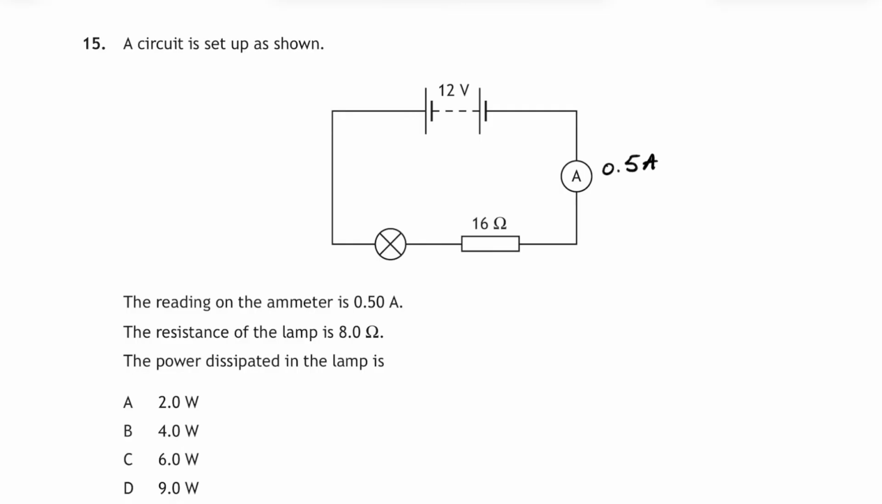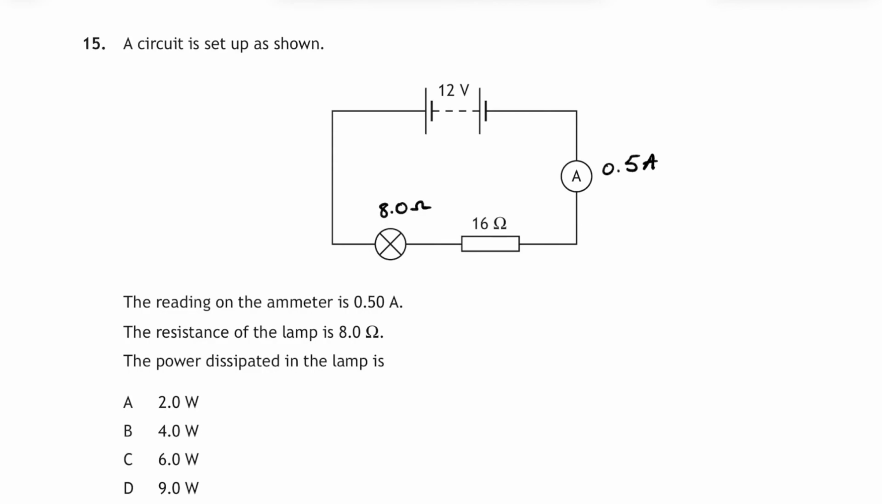So that'll be the current all the way around. And the resistance of the lamp is 8 ohms. So the total resistance of the circuit is 24 ohms. That's why we get a current of half an amp. And we have to work out the power dissipated in the lamp.